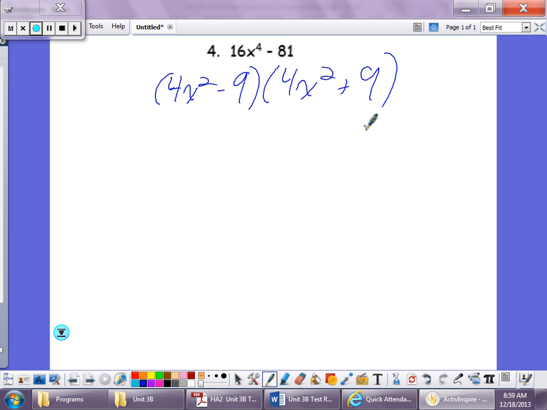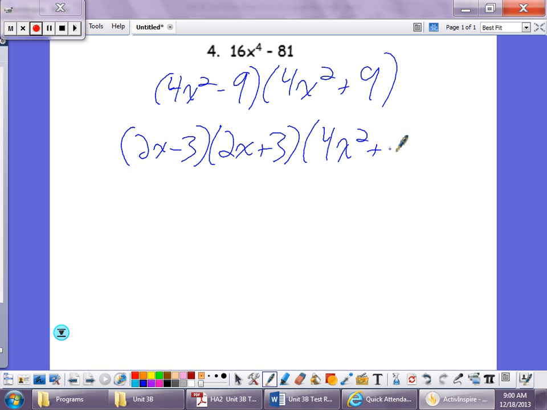Now here again, this is a perfect square and this is a perfect square. So what does that make this? Difference of squares. So the square root of 4x squared is 2x. Square root of 9 is 3. So you have 2x minus 3, 2x plus 3, and 4x squared plus 9. You cannot simplify a sum of squares, okay? There's no sum of squares. There's only difference of squares, all right?